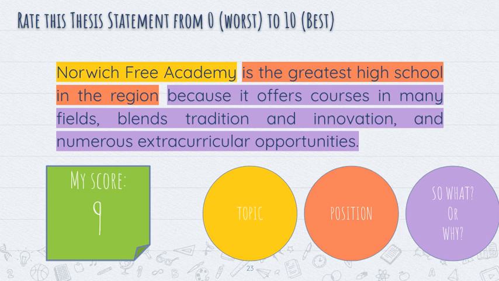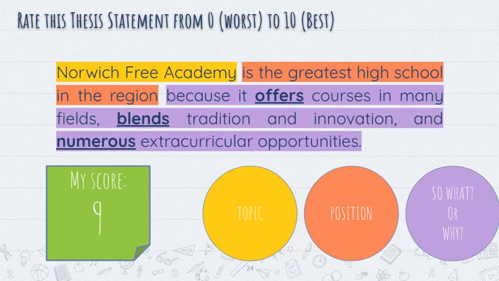Not quite perfect, though. It has a topic, Norwich Free Academy. The writer's position on that topic is clear, is the greatest high school in the region. And this writer presents a so what or why. Again, these are the reasons to support the position or the big ideas that support the position. And this writer presents 3 of them, which is great.